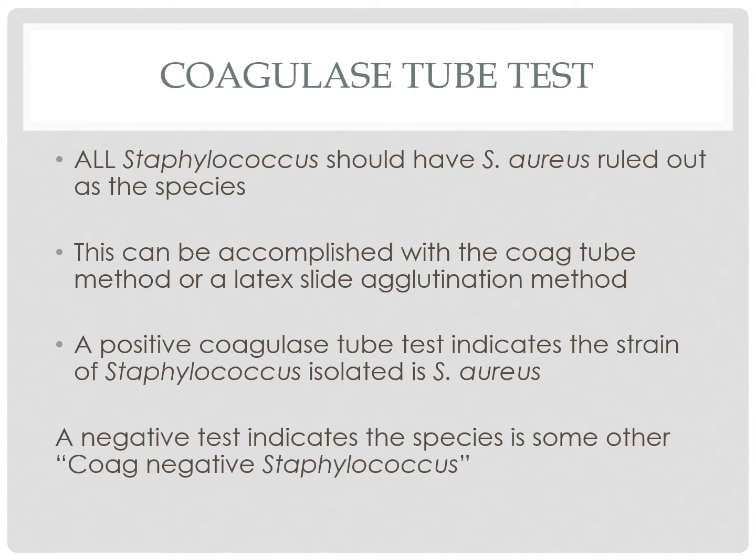Anytime you have a Staphylococcus species, we always need to do either the coagulase tube test or the latex agglutination test for clumping factor. We always have to prove that our Staphylococcus is or is not a Staphylococcus aureus. Okay? A positive coag tube test indicates that we have Staphylococcus aureus. A negative coag tube test means that we have a coag negative Staphylococcus. So Staphylococcus epidermidis or Staphylococcus saprophyticus are 2 of our coag negative staphs, and they would be coagulase tube test negative.